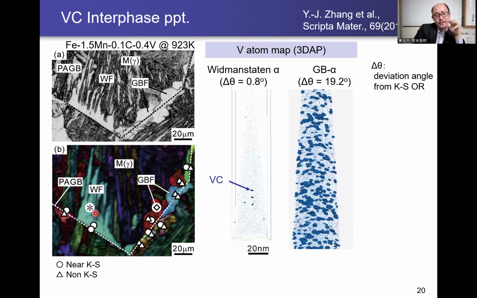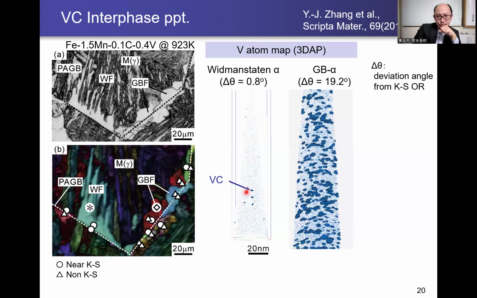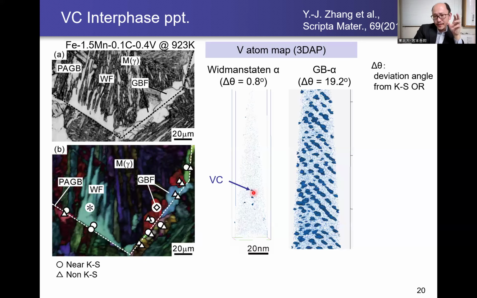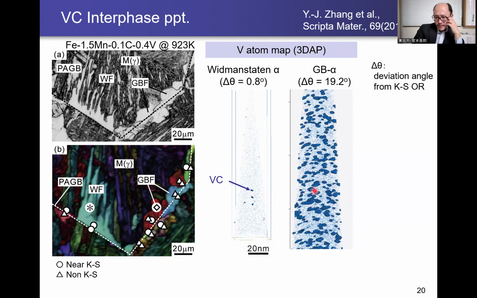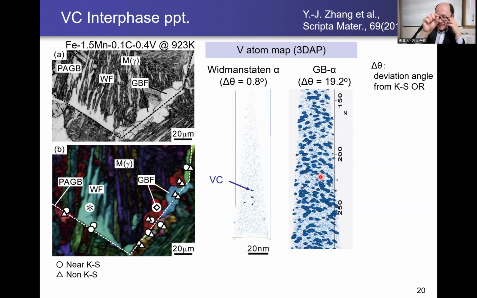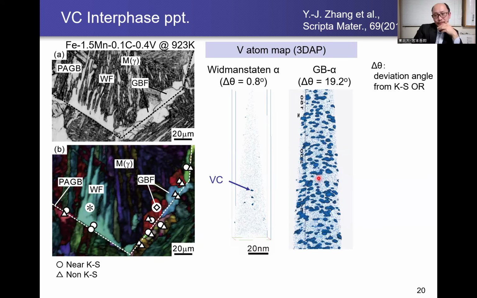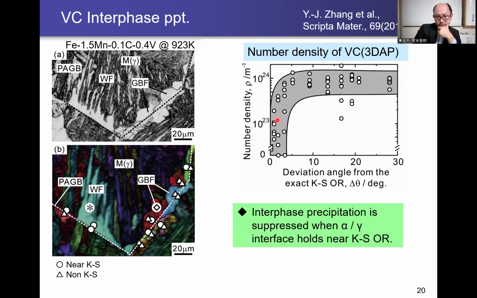So then the alloy carbide distribution is analyzed using three-dimensional atom probe. So in Widmanstätten ferrite, the number density of vanadium carbide is very, very low. On the other hand, in the grain boundary ferrite, a high number density of vanadium carbide is observed. And you may be able to see the alloy carbide, the parallel rods in this way, like this. So this is the relation between number density of vanadium carbide and deviation from the K-S orientation relationship.